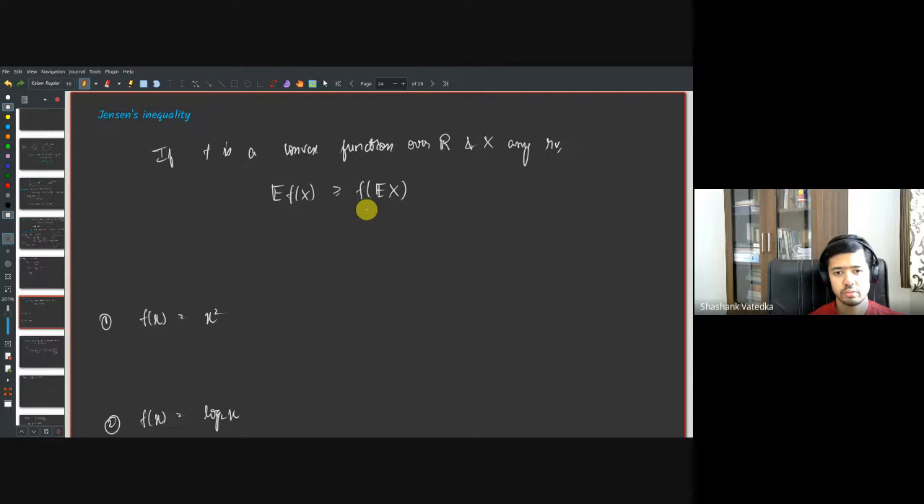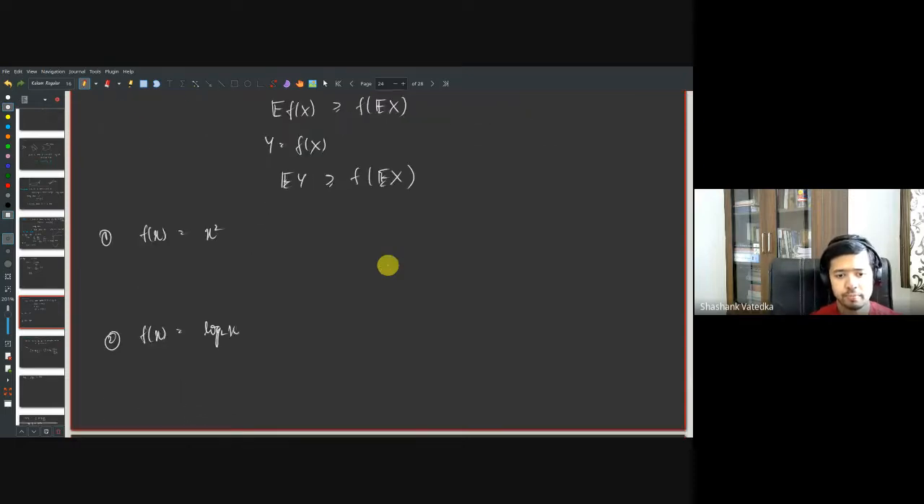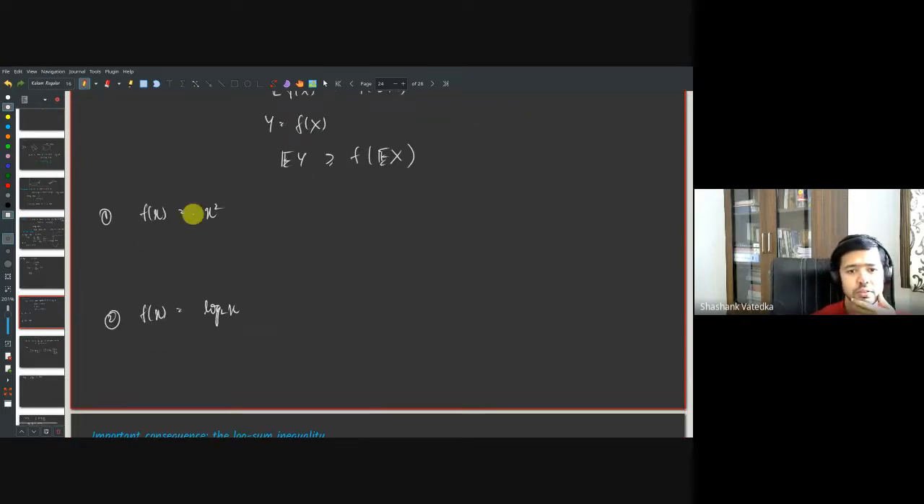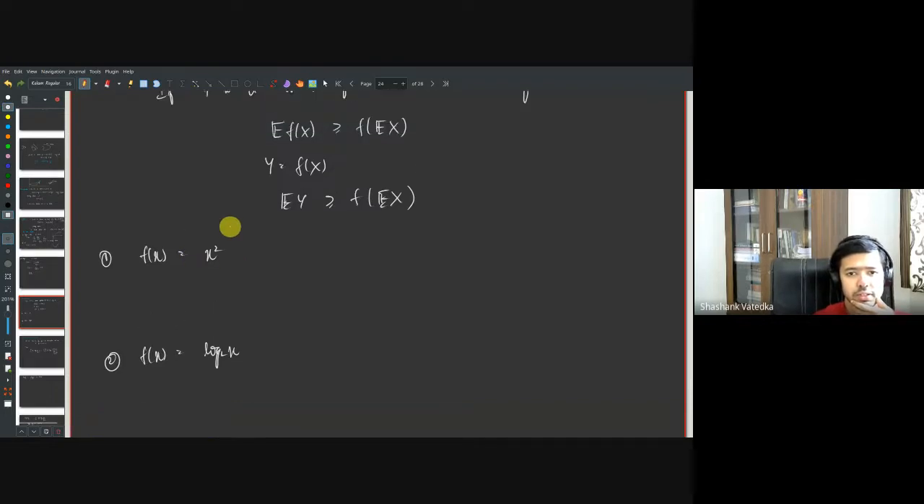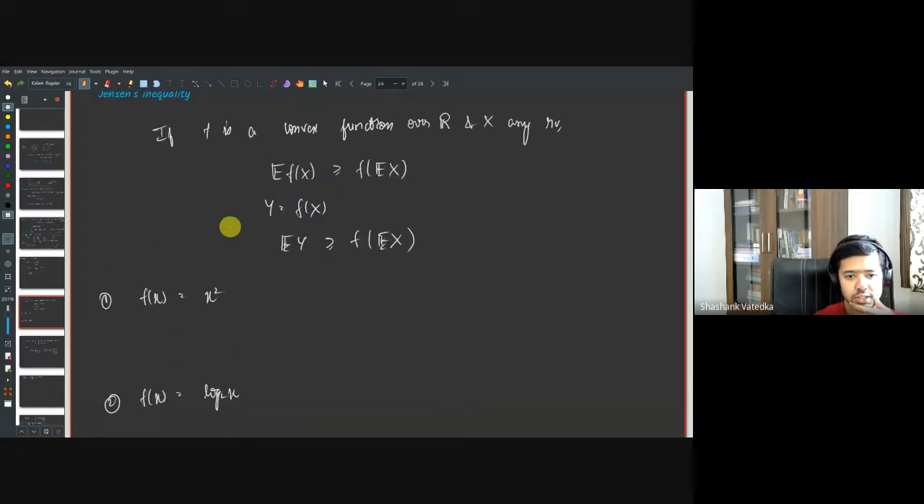So if I look at the random variable y equal to f of x, this basically says that the expectation of y is greater than or equal to f of expectation of x. Okay. So let us look at this interesting inequality. And first, let's look at some examples.